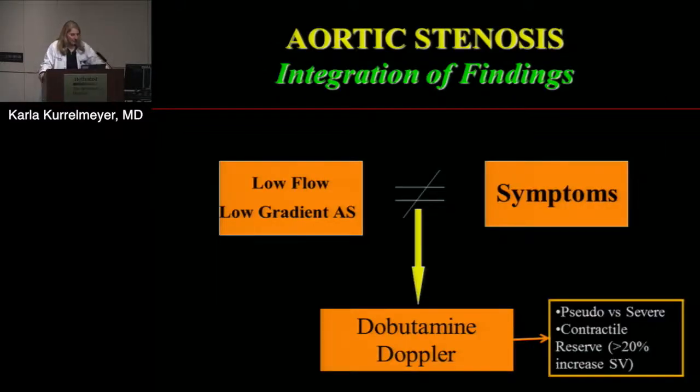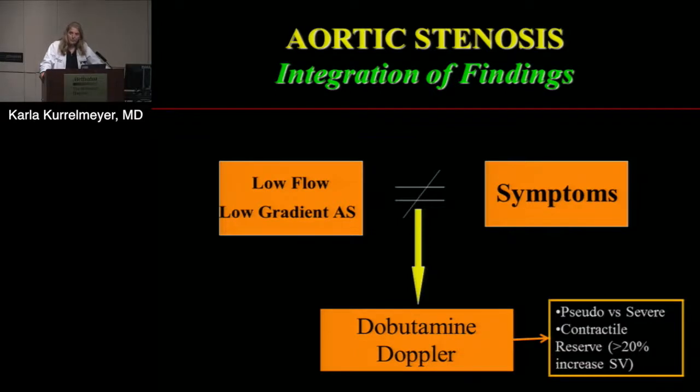So with aortic stenosis, you have to integrate all of these findings, and specifically in people with low flow, low gradient AS who have symptoms, usually heart failure symptoms, sometimes the aortic valve stenosis won't look like it's significant, and you really have to determine whether or not their symptoms are due to their cardiomyopathy or the aortic stenosis. In that case, of course, we resort to dobutamine Doppler because you're really trying to determine whether it's pseudo versus severe aortic stenosis.